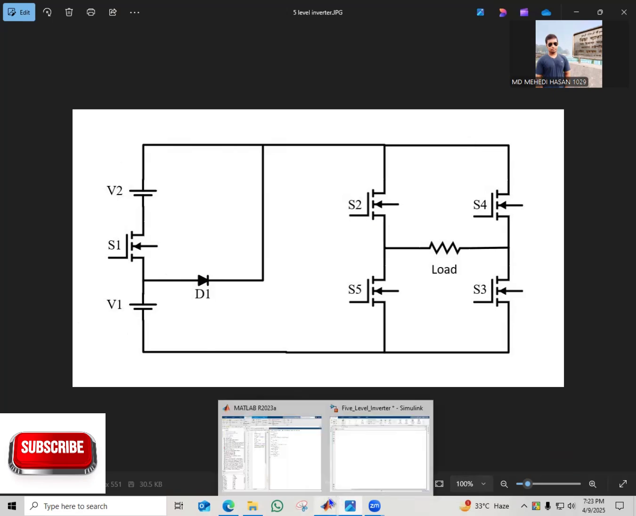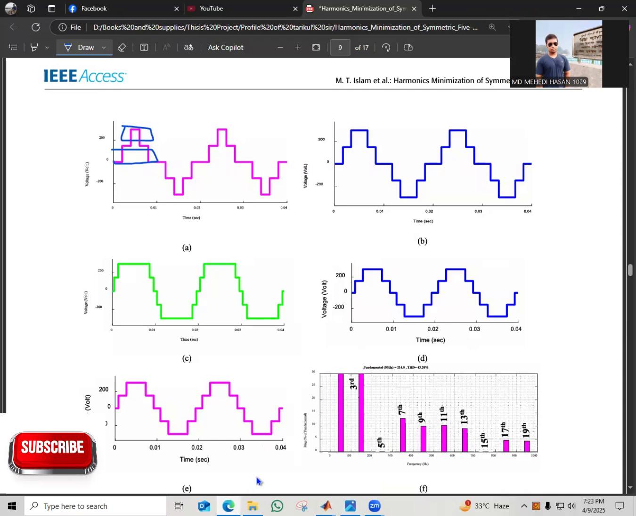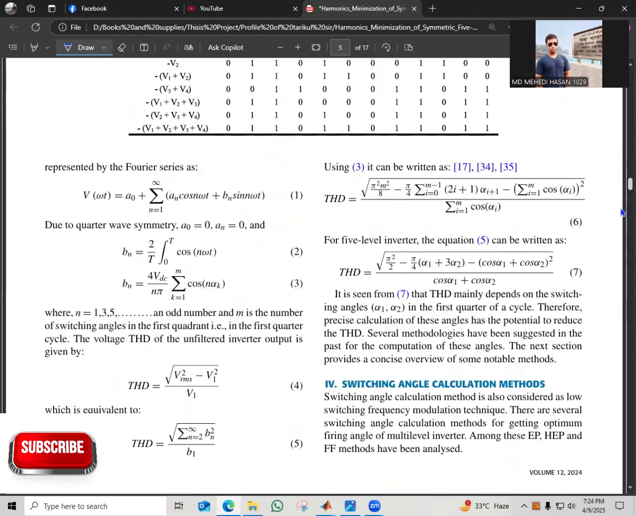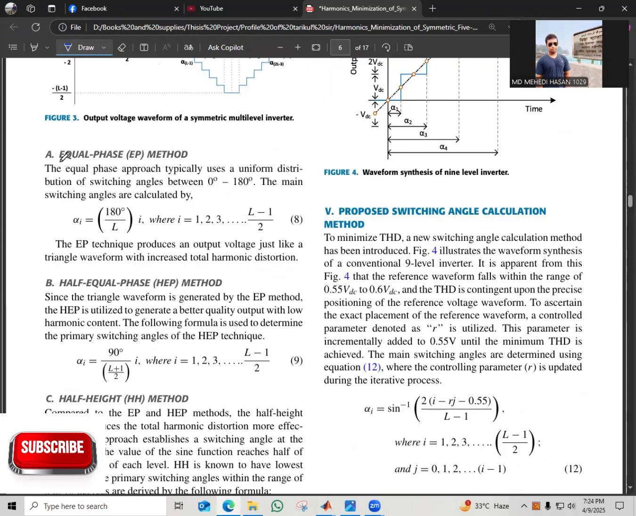So first of all, we have to find the angle calculation. Basically, when the pulse will be activated is calculated using a calculation method which is given here. The equal phase method is applied here. This is the equation, where L is the number of levels. If this inverter is 5-level, then you apply 5, so L equals 5. If this is a 7-level inverter, then you apply 7, and if 9-level, you apply 9.